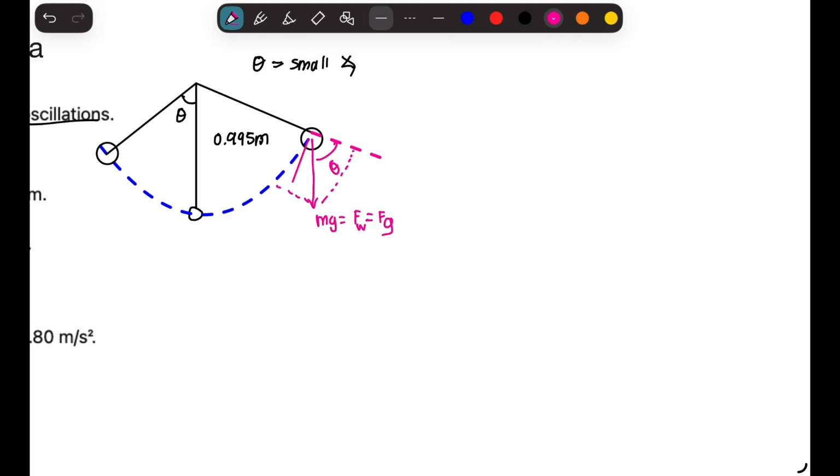So you're going to have this movement there, and this little line here, that's going to be mg sine theta. Mg sine theta, and this will also be mg sine theta. This is just theta here, and then this is also theta. And in your triangle, we have x is equal to L theta, and this is your length right here.